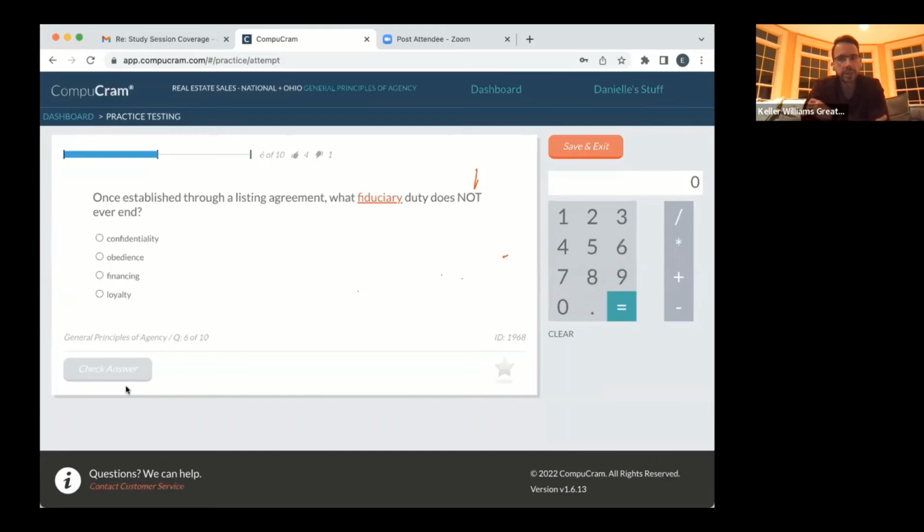Once established through a listing agreement, what fiduciary duty does not ever end? Confidentiality, obedience, financing, or loyalty. Confidentiality.